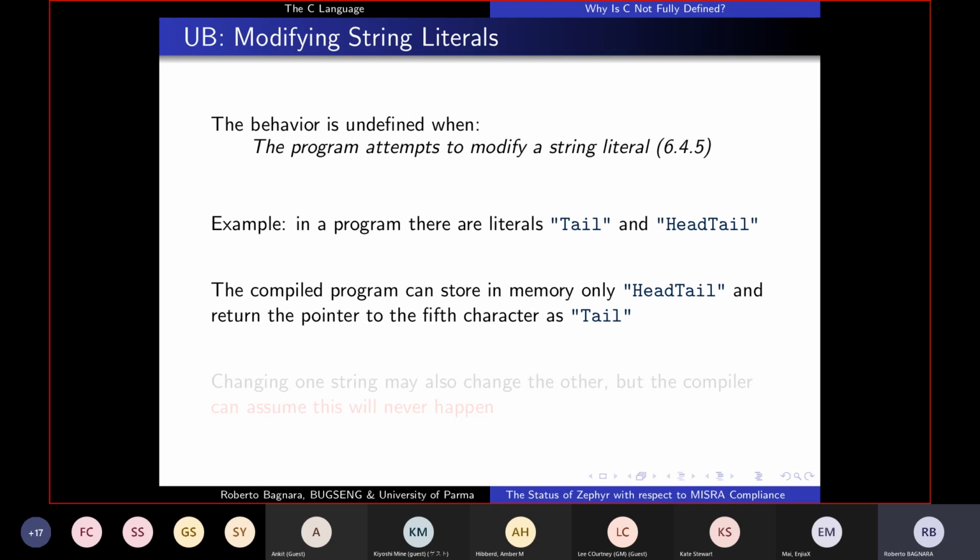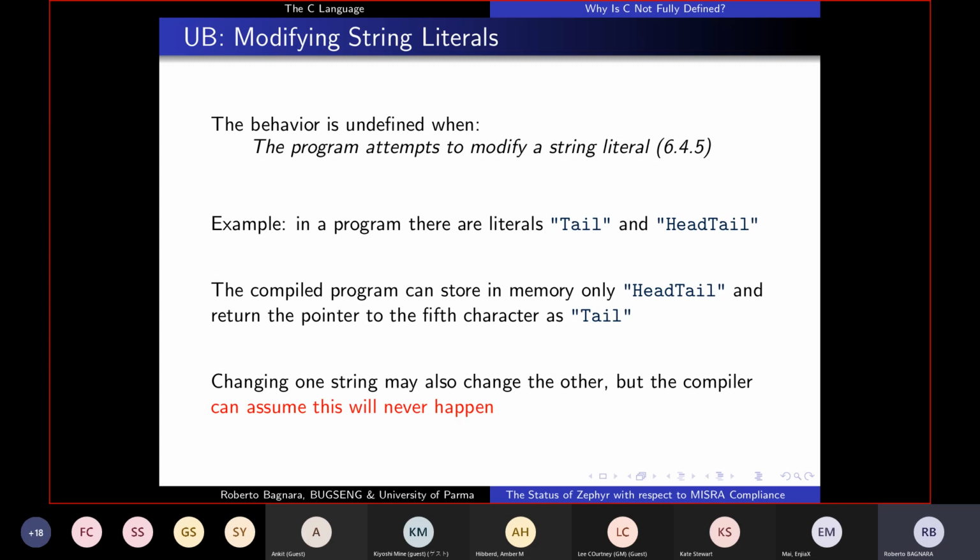use a unique representation for each string literal. But even if there are different string literals, and here I have an example, I have the literals "tail" and "head tail" in the same program, and the compiler can only store "head tail" and use a pointer to the fifth character when a representation for the string "tail" is needed. So it's undefined behavior also because changing one string literal may change other string literals. And the compiler can assume this will never happen.